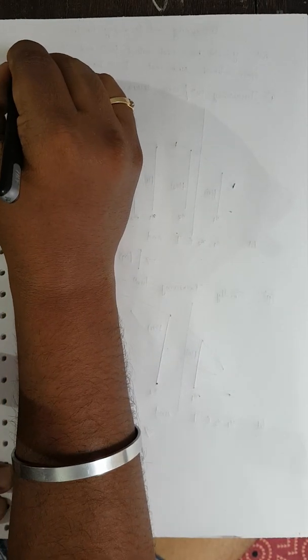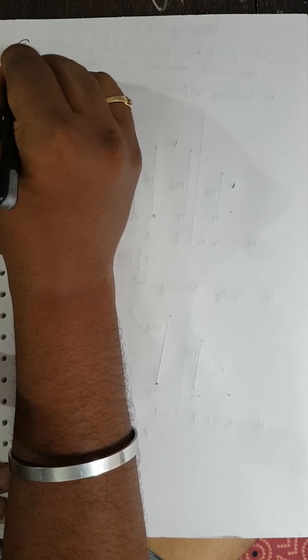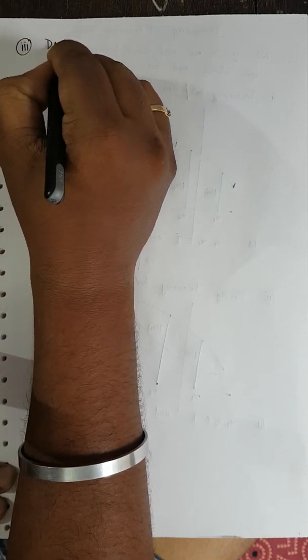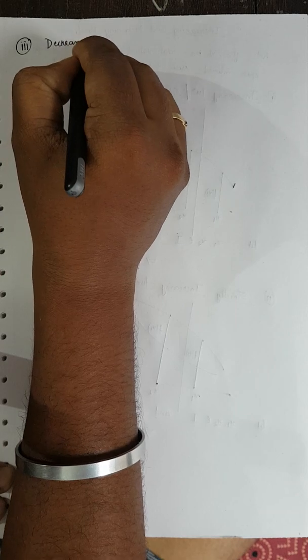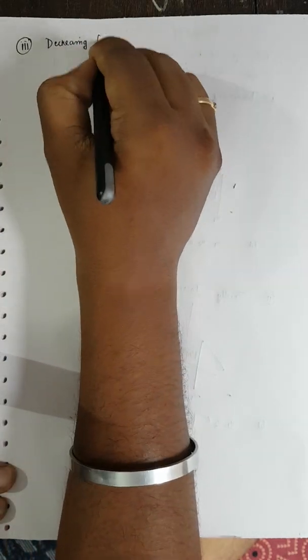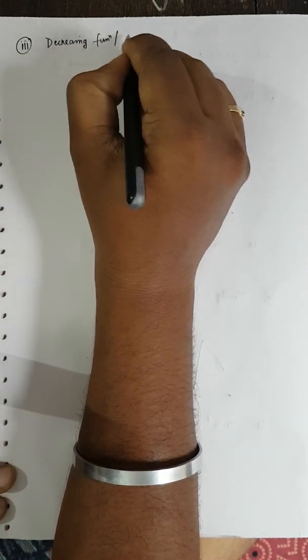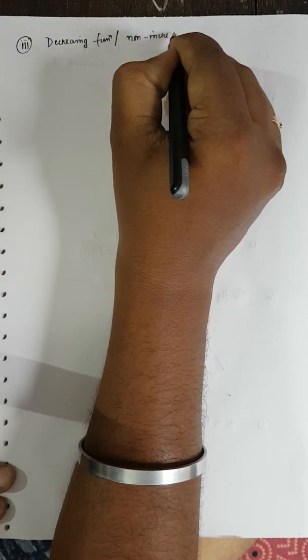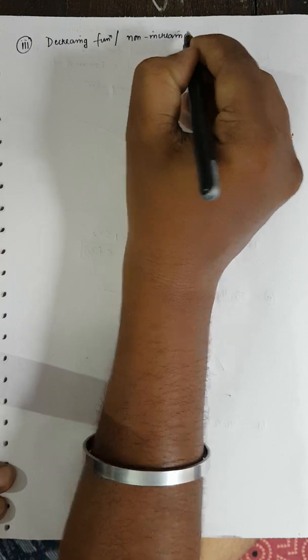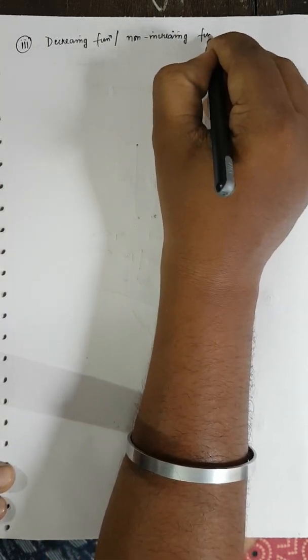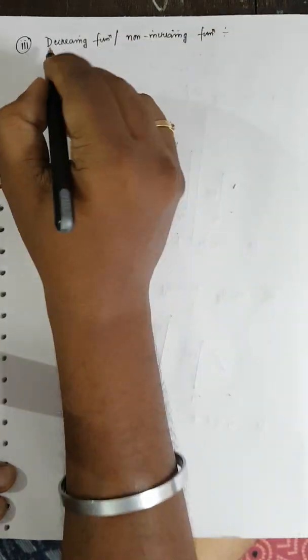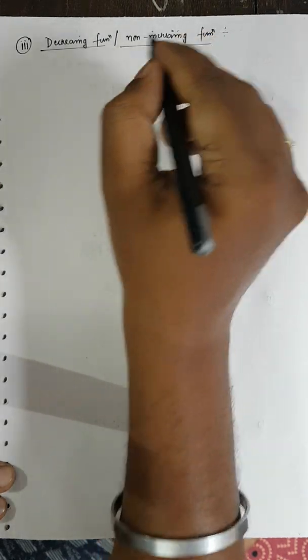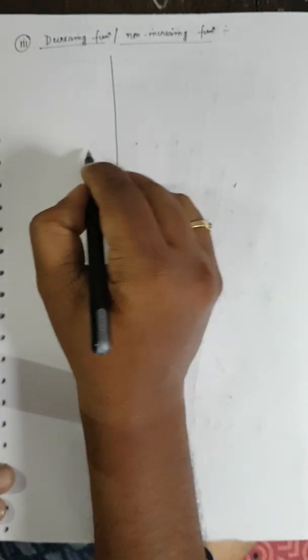Now it is number 3. This is called decreasing function, or you can say non-increasing function. If I draw the graph of such a function, it will be like this.